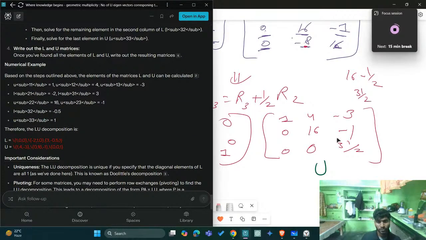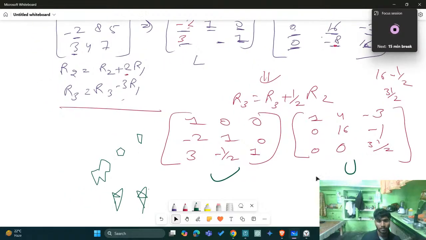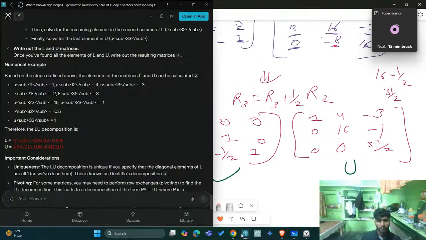L is 1, 0, 0; minus 2, 1, 0; minus 3, minus 0.5, 1. That's 1, 4, 3 and 0, 1, 6, minus 1. All right. This is how you do LU decomposition.